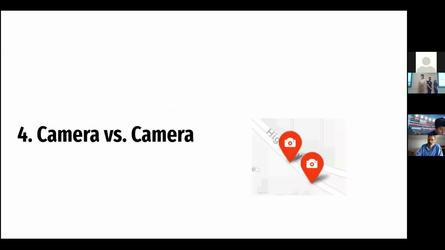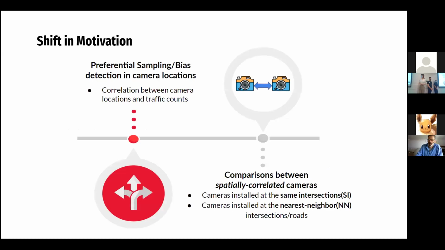So I'll then take over to talk about comparing camera to camera. Even though preferential sampling, as previously mentioned, is no longer a problem in our case, we still aim to extract useful insights, leveraging the cameras' spatial information. So that's how we decided to transition from detecting any bias in camera locations to comparing spatially correlated cameras, specifically referring to the cameras installed at the same intersections as well as the nearest neighbor intersections.